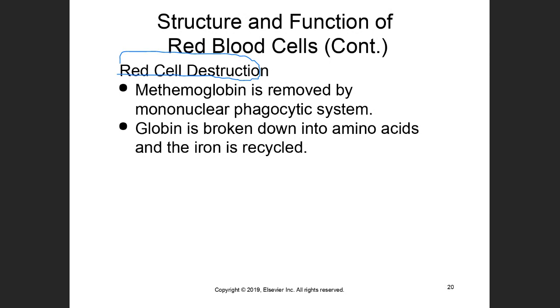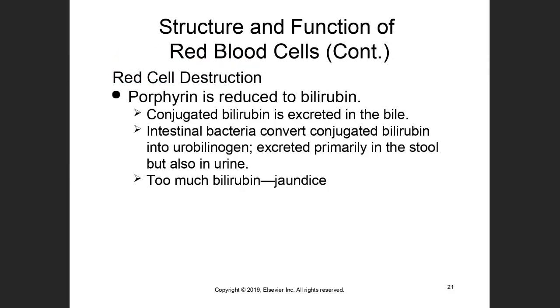Methemoglobin is removed by the mononuclear phagocytic system. Globin is broken down into amino acids and iron is recycled. Porphyrin is reduced to bilirubin. That's why sometimes when you have destruction of the red blood cells, you can produce jaundice, okay? Because when you destroy the red blood cells, you produce bilirubin, okay?